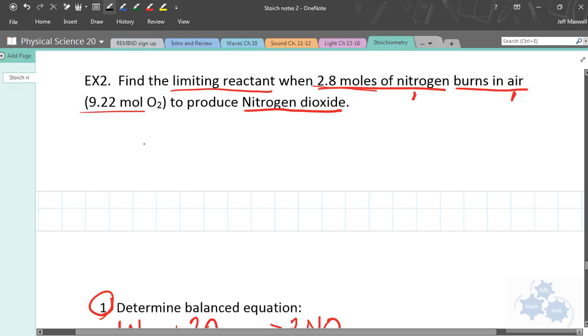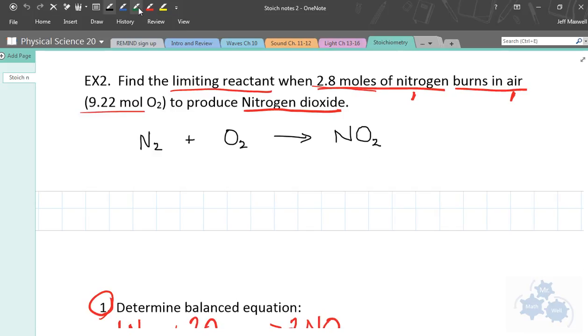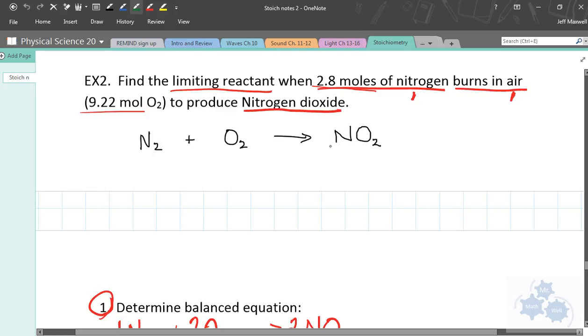So let's just write that. Nitrogen is N2. It burns in air, that's O2. And it produces nitrogen dioxide. Okay? Nitrogen dioxide. So we need to balance this, right? I need 2 nitrogens here because I have 2 over here. And I have 4 oxygens now, so I need another 2 there. So this is our balanced equation.